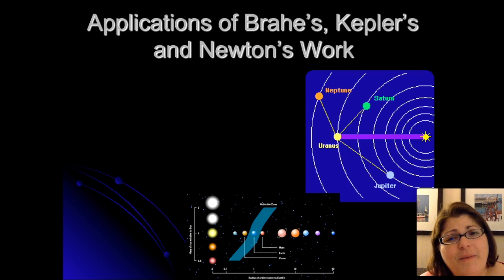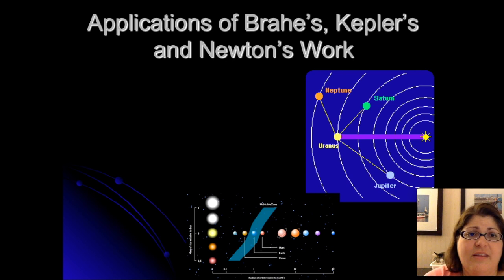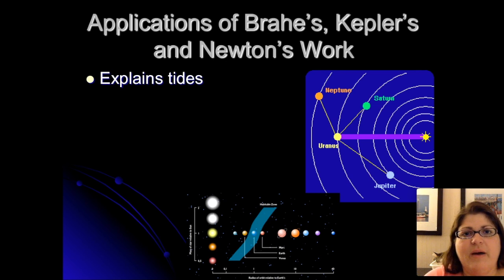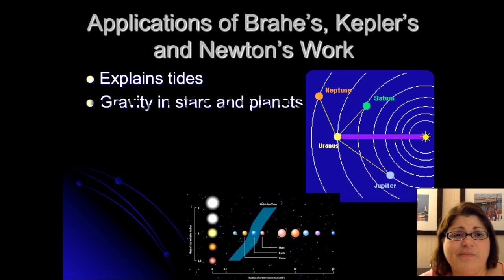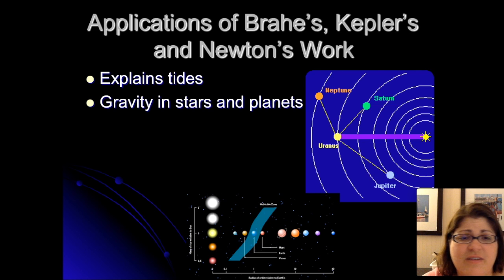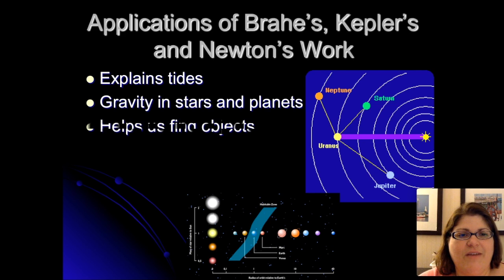All right, let's talk about why we care about this stuff. So it's nice just to study astronomy, but we can do a lot of stuff with this information too. So number one, it explains why we have tides. If we understand gravity, we know why there's a larger force of gravity when the moon is close and when they're pulling in the same direction. It also gives us clues about the gravity in stars and planets. Remember that as planets form and as stars form, gravity is heavily involved, and as things contract, it increases the gravity, and we understand that now with Newton's explanation of gravity.